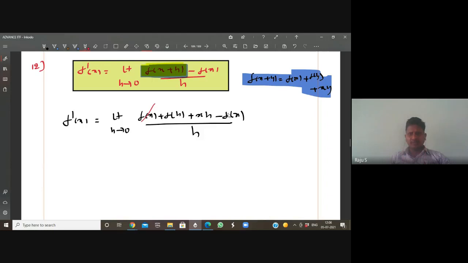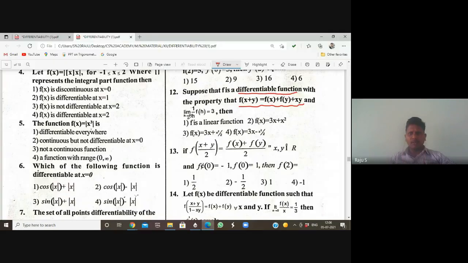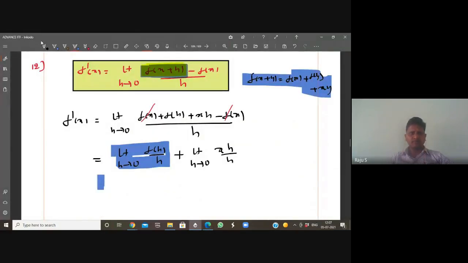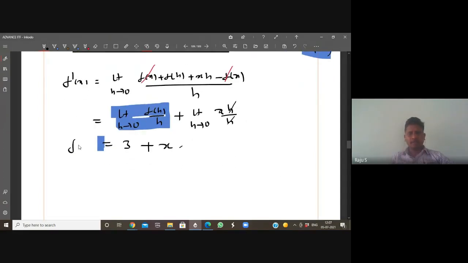If you observe, f(x) gets cancelled, then the remaining value is limit h tends to 0 of f(h) + xh. I want to write f(h)/h, then limit h tends to 0 of xh/h. This value is clearly given: limit h tends to 0 of (1/h) f(h) is 3. Substitute 3 here. Here the h's get cancelled. With respect to h tends to 0, x is a constant. And we get 3 + x. So this is f'(x).